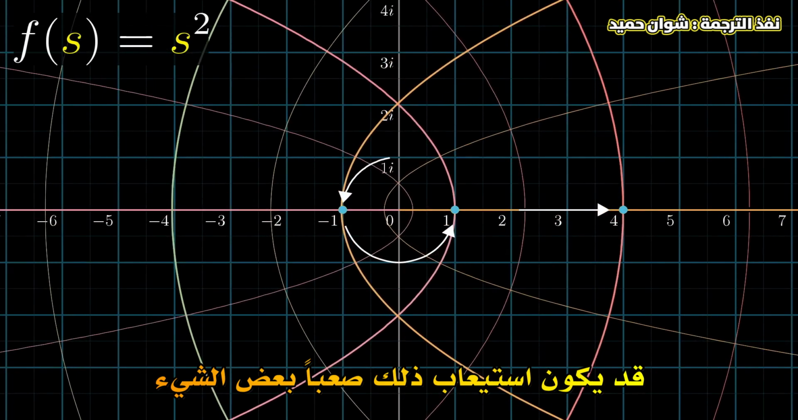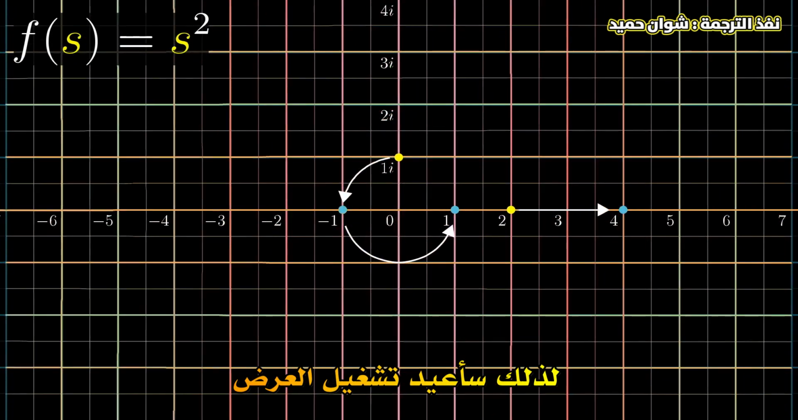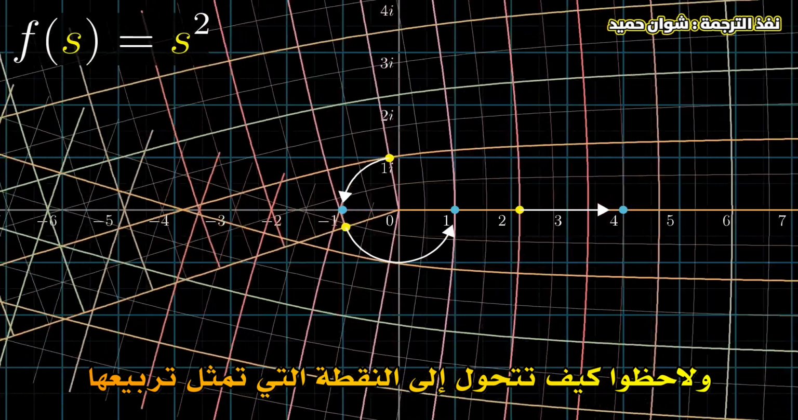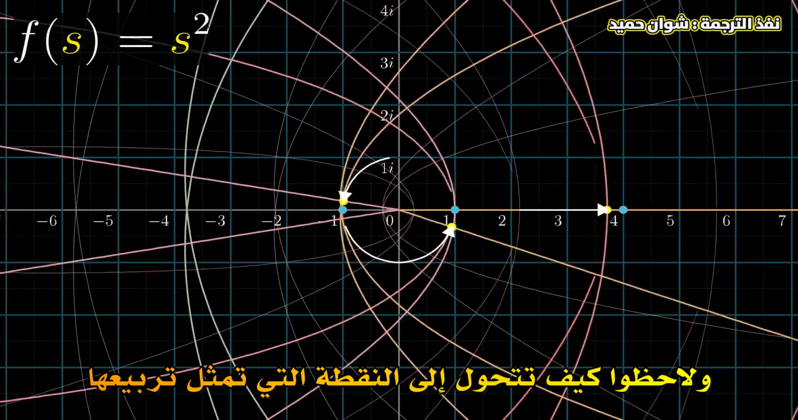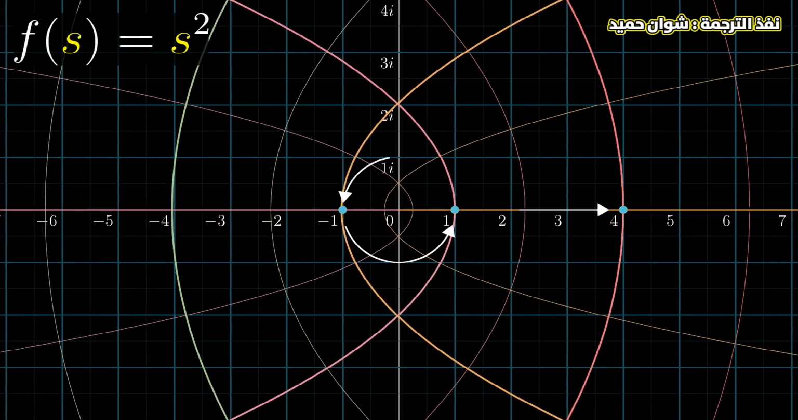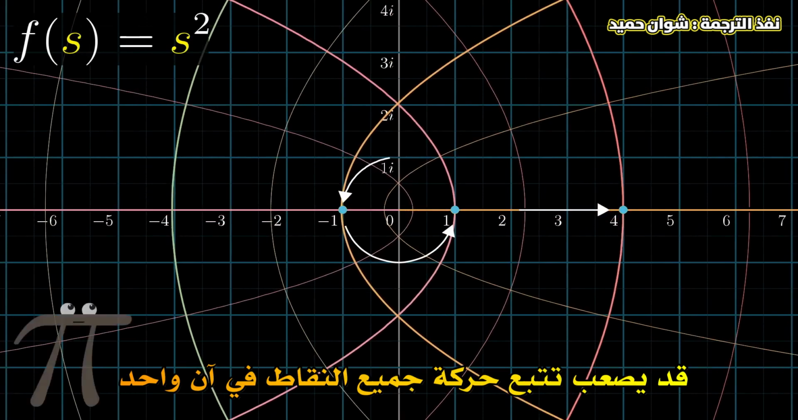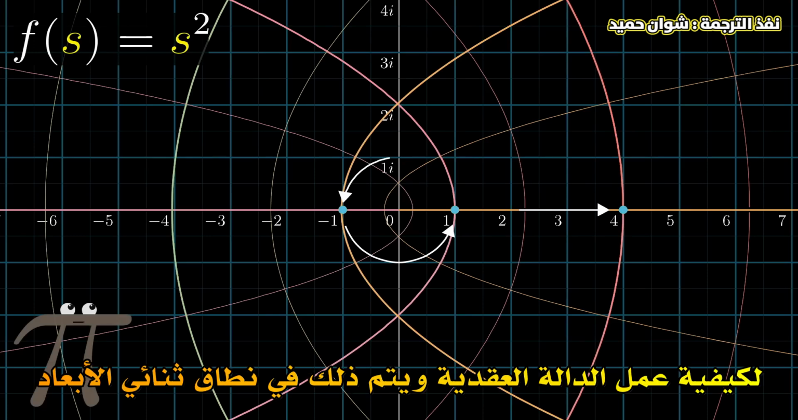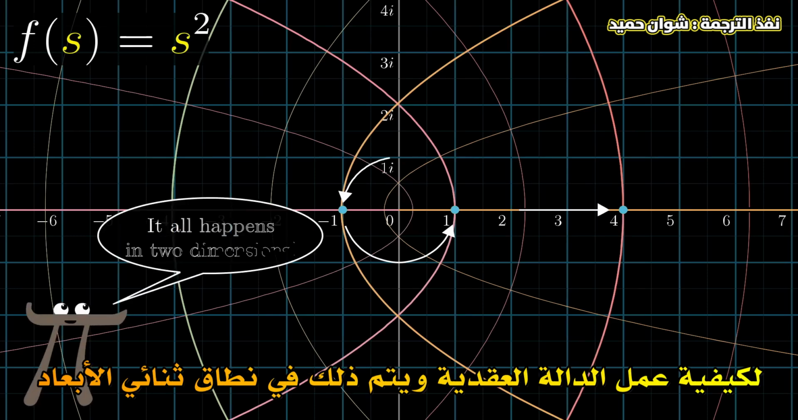That can be a lot to take in, so I'll go ahead and play it again. And this time, focus on one of the marked points, and notice how it moves over to the point corresponding to its square. It can be a little complicated to see all of the points moving all at once, but the reward is that this gives us a very rich picture for what the complex function is actually doing, and it all happens in just 2 dimensions.